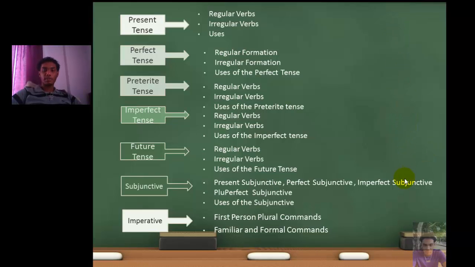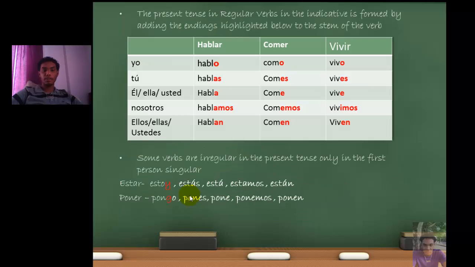These would be the topics I'm covering. The subjunctive is a large topic, so I'll spend a little more time on that. So we'll begin with the present tense. They are formed by adding these endings highlighted here. So just learn off the endings, right?